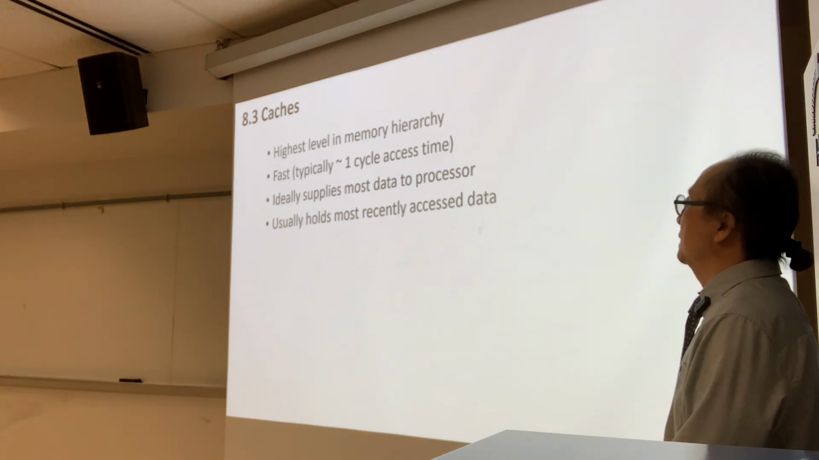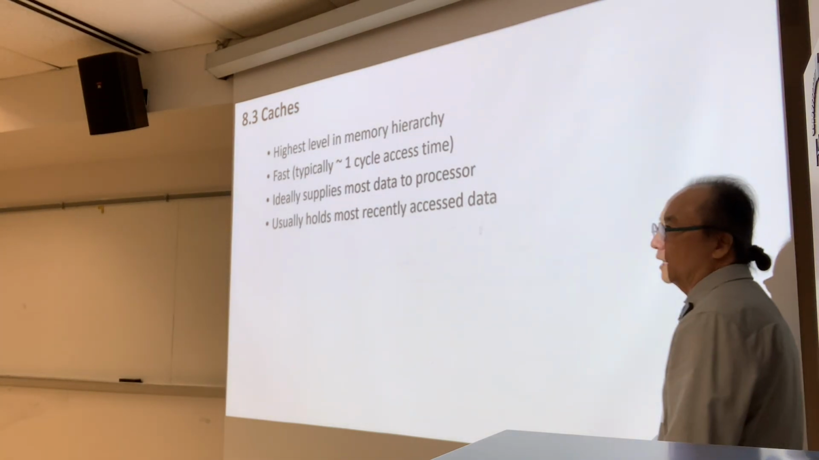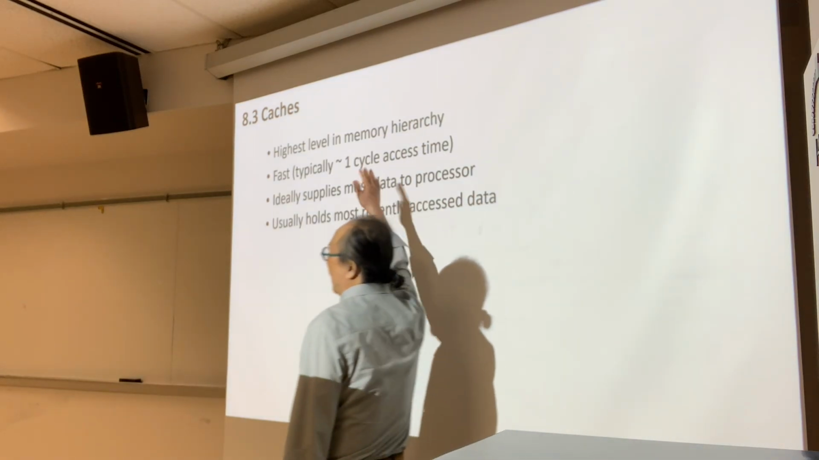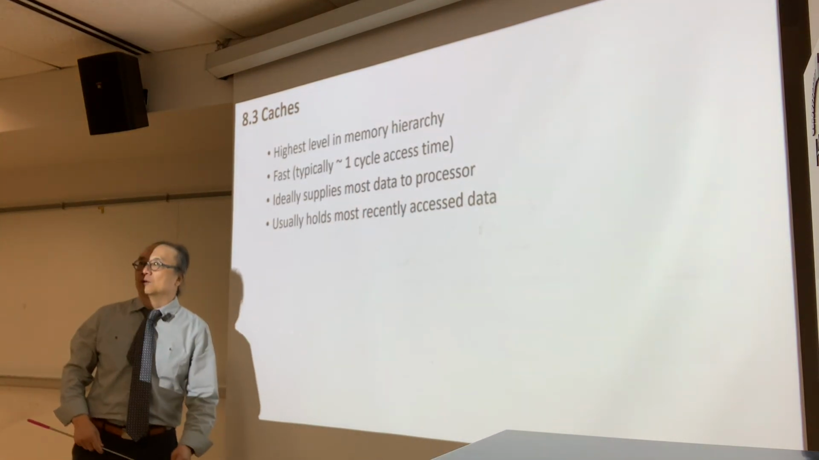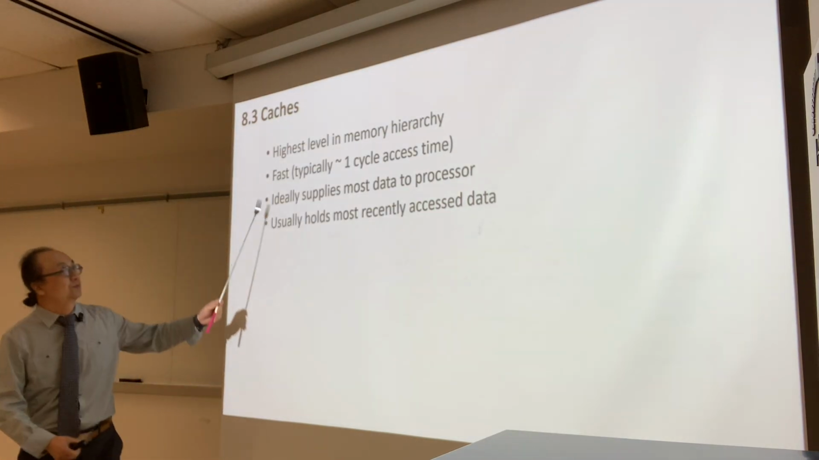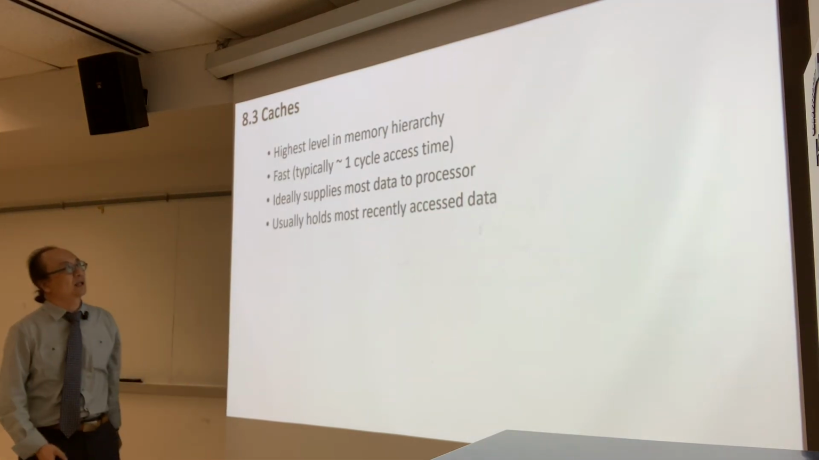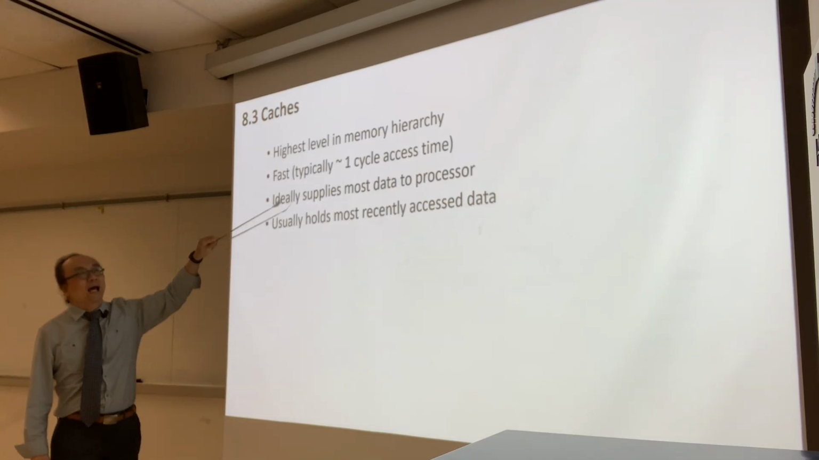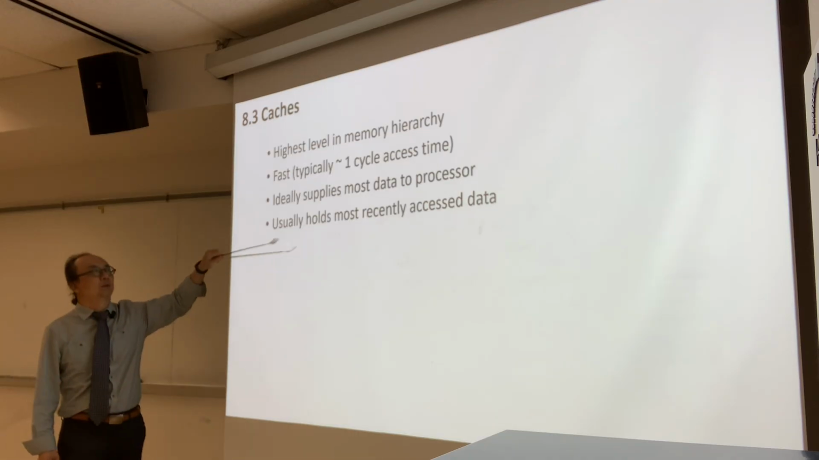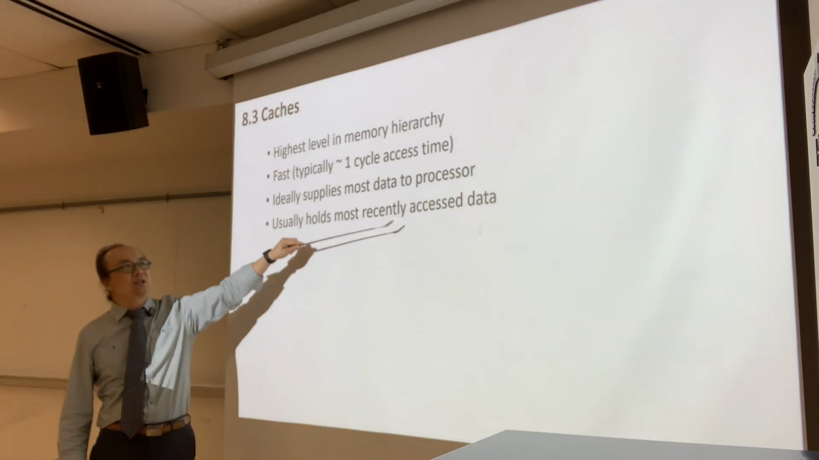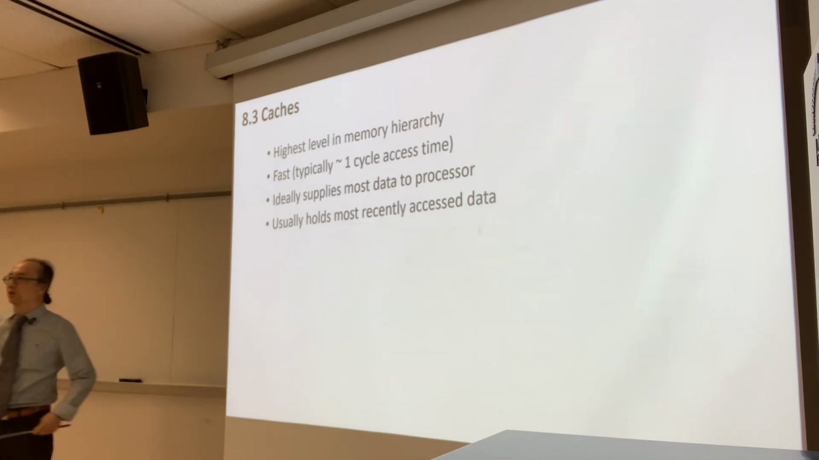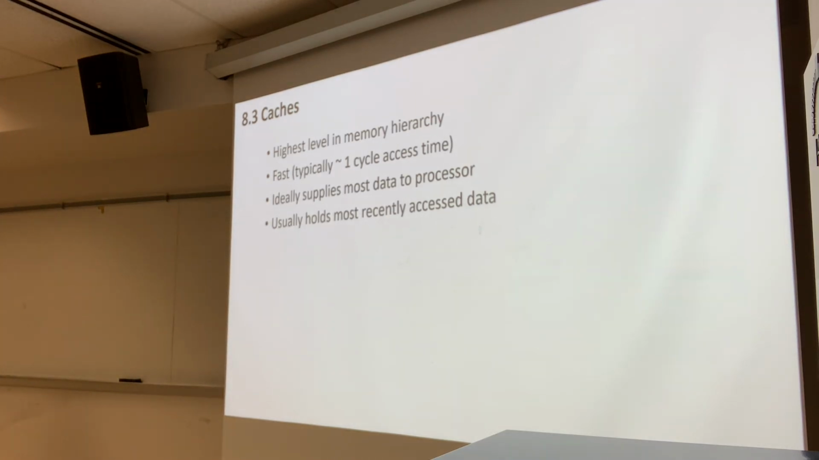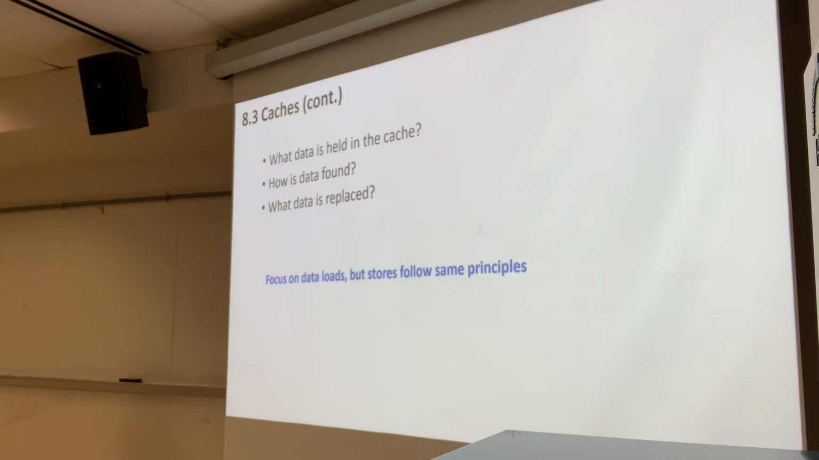Cache is the highest level in the memory hierarchy, right next to the processor, so that we can access it in a faster way. And it's really fast. Typically the access time is one cycle, and ideally it supplies most of the data to the processor. Ideally, but it's not possible. It usually holds the most recently accessed data. So anything we get from the main memory, before we process it, we're going to store in the cache, because we might need to use that data again in the future.